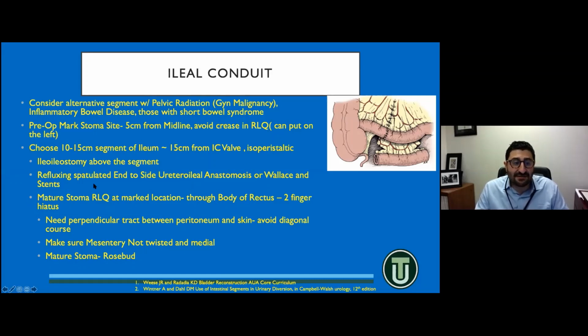As I said, typically doing a refluxing, spatulated end-to-side anastomosis or a Wallace are the most common. You want to mature the stoma through the right lower quadrant, through the body of the rectus with a 2-finger hiatus. You want a perpendicular track between the peritoneum and the skin, and you want to avoid a diagonal course, ensuring that the mesentery remains medial and is not twisted, and doing a rosebud type stoma.